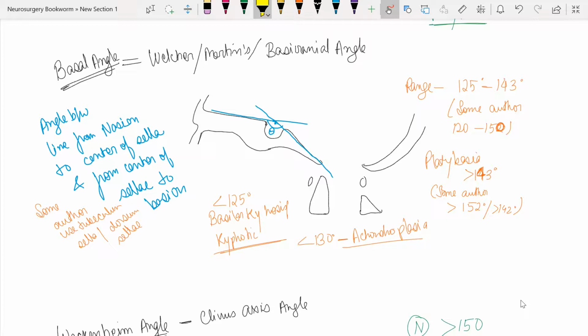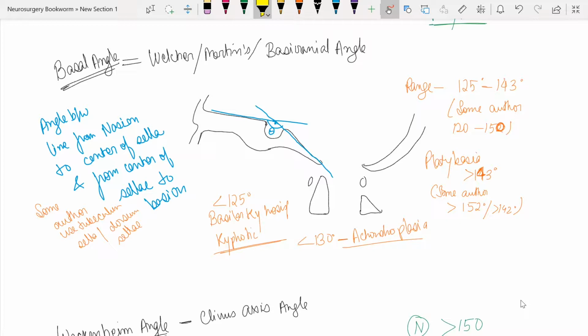Platybasia as such doesn't require any intervention unless and until conditions which arise because of Platybasia, like basilar impression, are causing medullary compression, brainstem compression. Now if basal angle is less than 125 degree, then there is basilar kyphosis. Basilar kyphosis means that the skull will be kyphotically angulated. So it's basically like there will be a kyphotic skull.